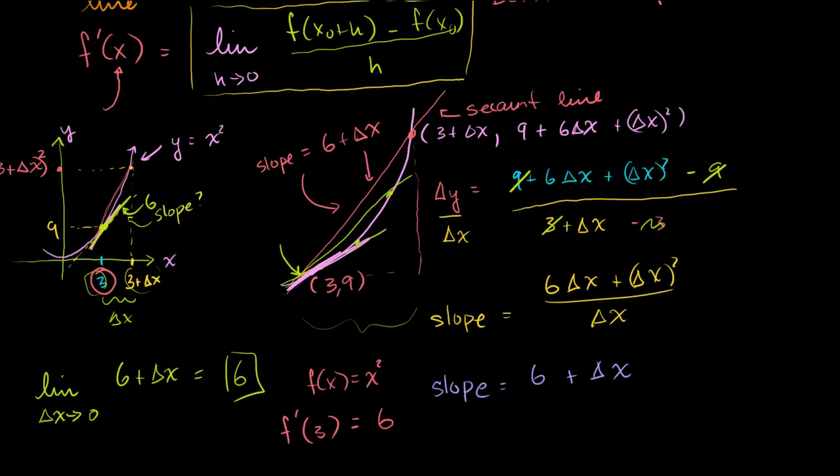In the last video, we found the slope at a particular point of the curve y is equal to x squared. But let's see if we can generalize this and come up with a formula that finds us the slope at any point of the curve y is equal to x squared.